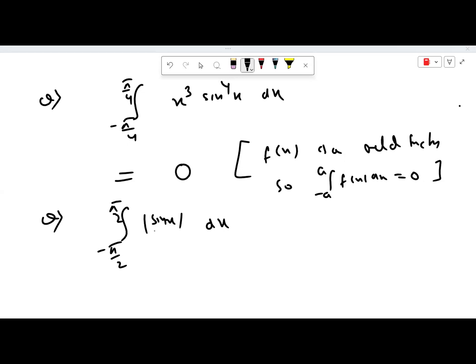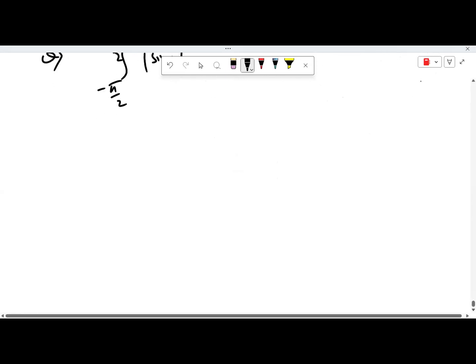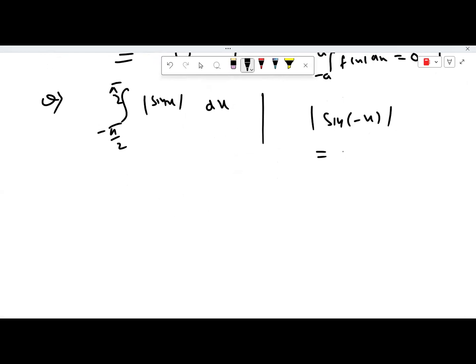Is it an even function or odd function? Always find using that. Whenever you see minus a to a, find if the function is even or odd. So whenever you have mod, then obviously this is an even function. You can find sine of negative x mod. So it is sine x itself, right? So it is an even function.